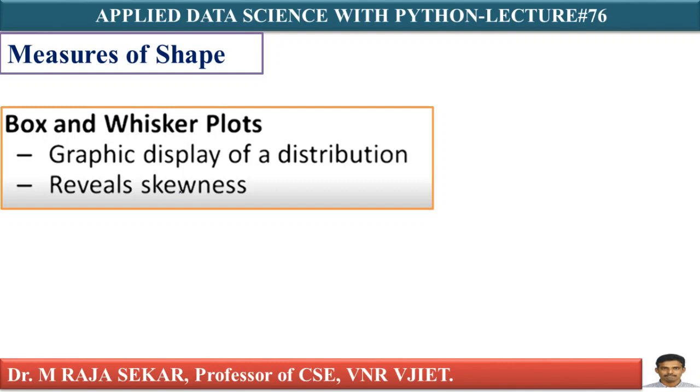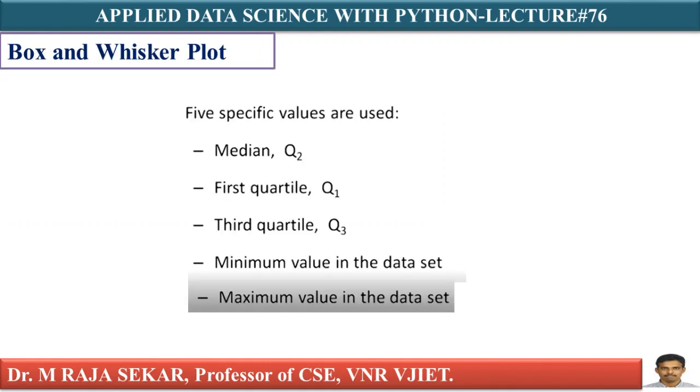It is a graphic display of distribution. It reveals skewness. The application of a box and whisker plot is to check whether the data follows symmetry, or what is the nature of the skewness of the distribution. Now, to calculate it, there are 5 specific values used in box and whisker plots. We will try to understand this one.